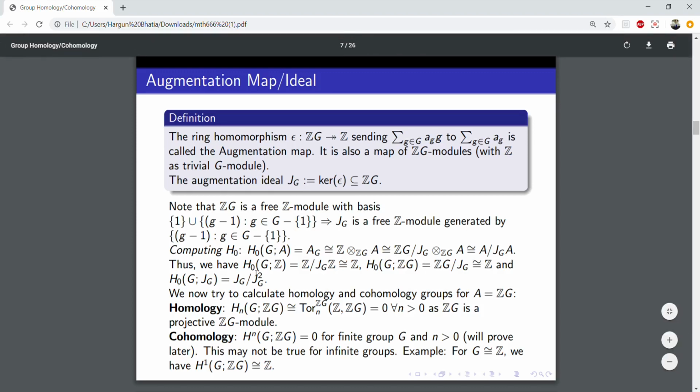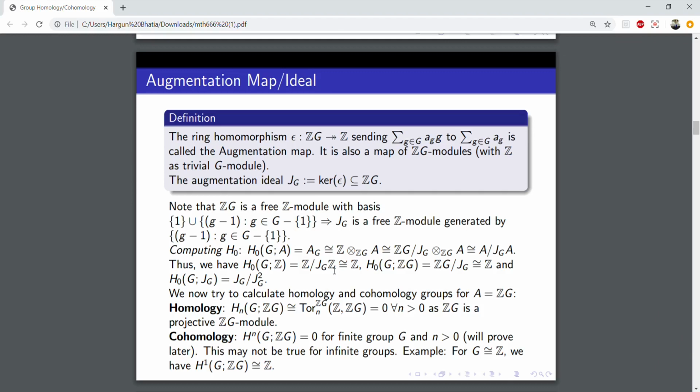Now if you compute the homology with A equal to Z, then this is just Z mod JG Z, but the action of JG on Z is trivial, right? Because G minus 1 acting on any integer is G dot a minus a, and G dot a is just a because of the trivial action. So this is just 0. So this is Z.